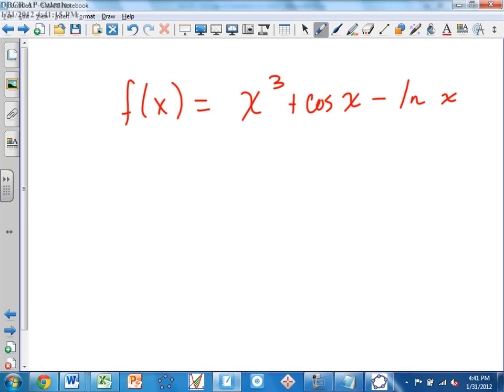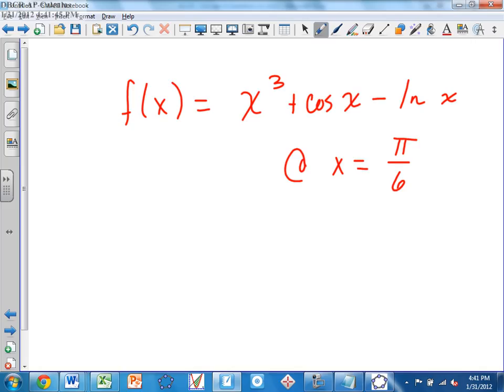f of x is equal to x cubed plus cosine x minus the natural log of x, okay? We want to find the equation of the tangent line. Let's say for this example at x equals, not 1, because that'll screw up this part, I think. Let's say at x equals pi over 6. Why am I using pi over 6? Because the cosine, it's 30 degrees.